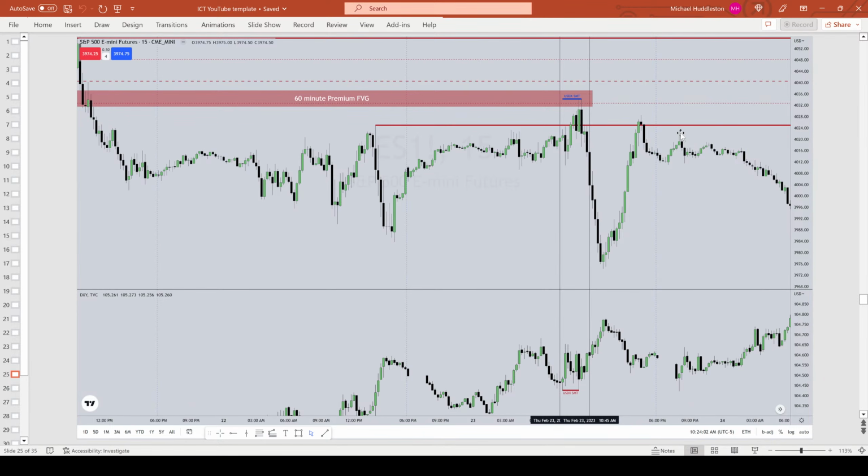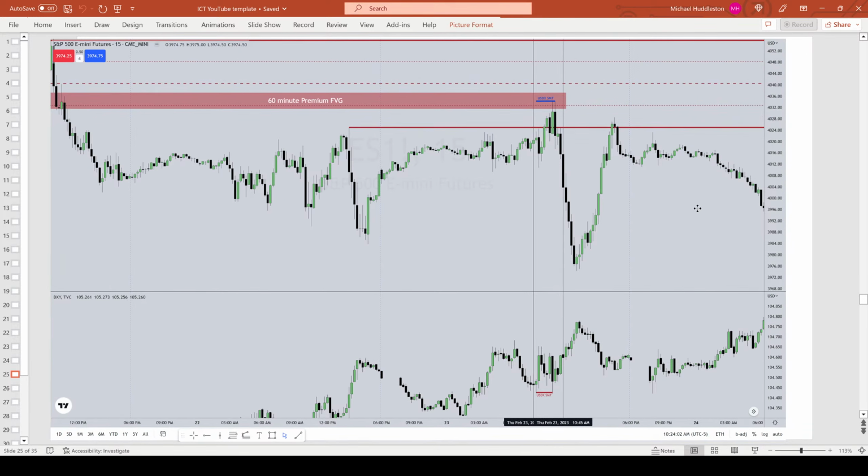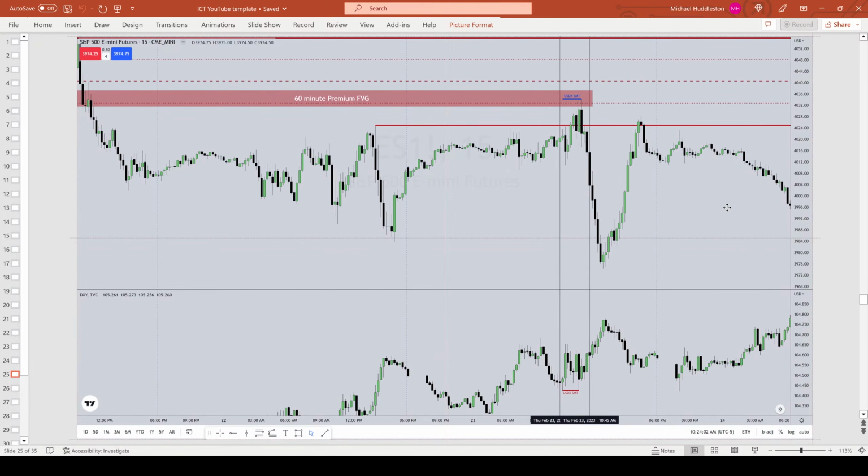Bounces there, hits it here, new week opening gap. Go and look at Twitter. You got to watch Twitter. Goes into new week opening gap, and then does what? Oh, I can't do that. I thought it was live, didn't I? It goes lower, obviously.